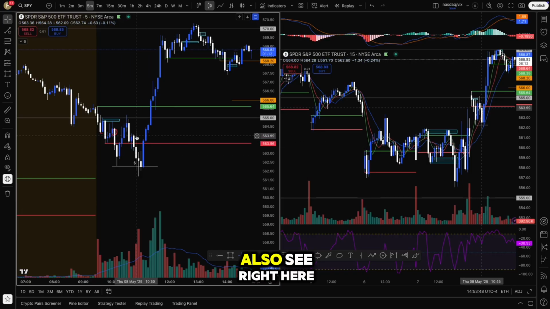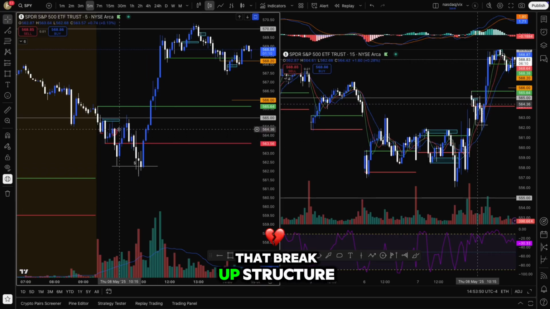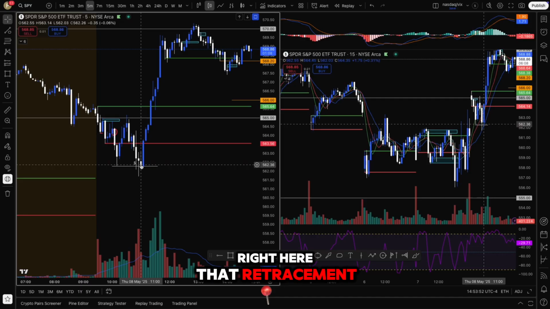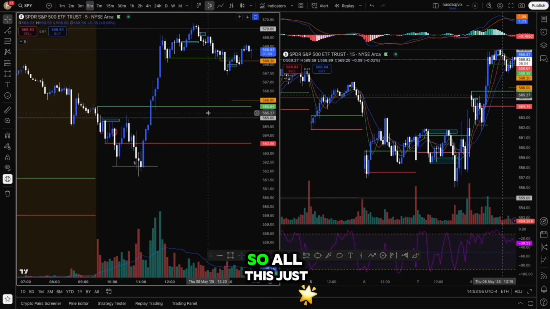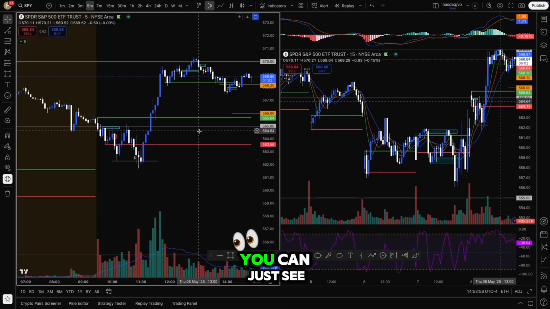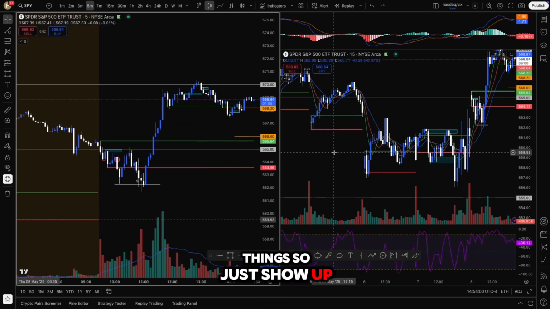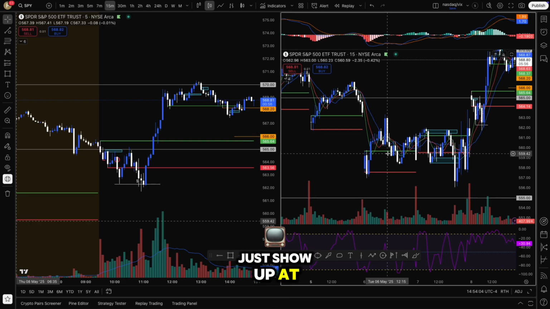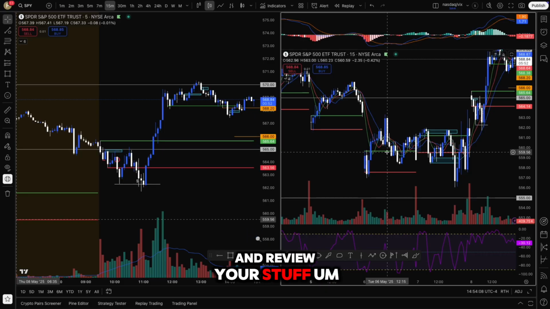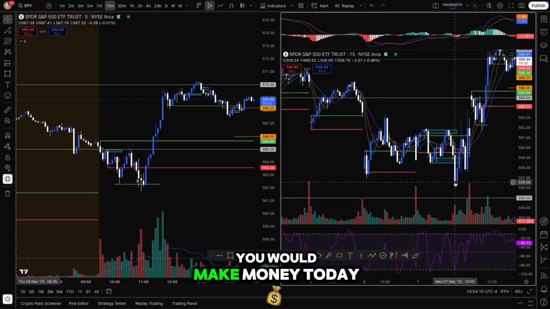And then you can also see right here that we did get that break of structure, that retracement into a demand zone, and then we pushed it higher. So all this just comes from market experience. You can just see things. So just show up every day. Even if it's not 9:30, just show up at some point of the day and review your stuff. So yeah, that's how you would have made money today.